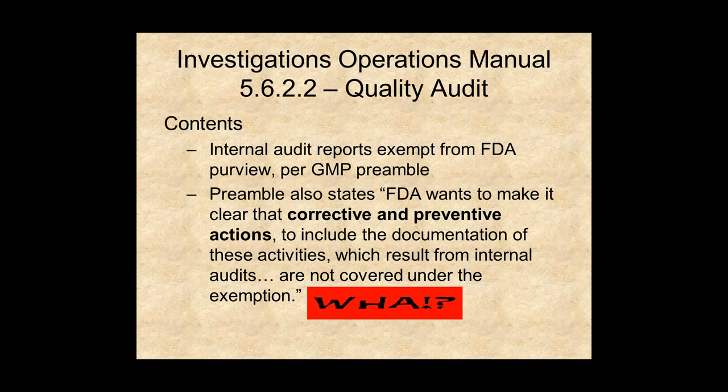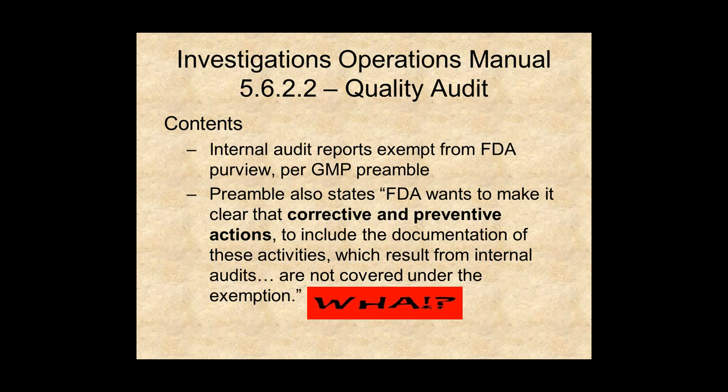There's a little dichotomy here between the first sentence, which says internal audit reports are exempt from FDA purview, and the requirement that any corrective and preventive actions are not covered under this exemption. So they might ask you to see your internal audit reports, but you don't have to show them. You do have to show them proof that you implement CAPAs, corrective and preventive actions, in response to adverse findings during those internal audits.